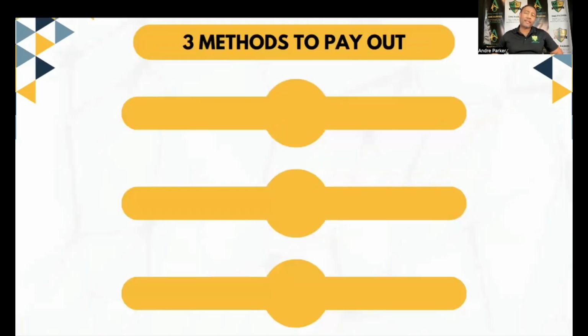There are three methods to pay out when it comes to an annuity. You have the lump sum method. You say, hey, I grew this money, and now I can decide to take this as a lump sum.